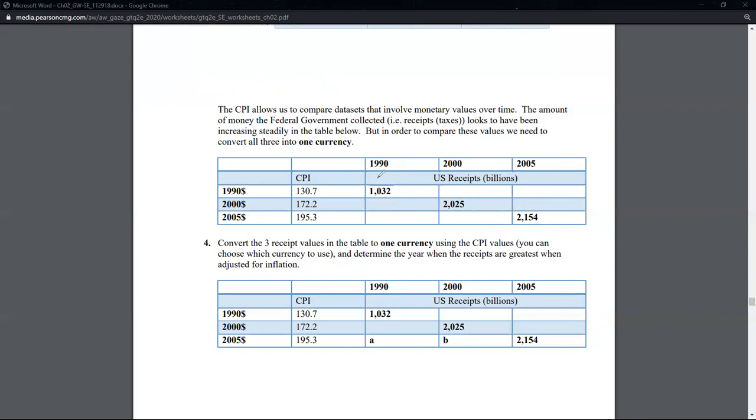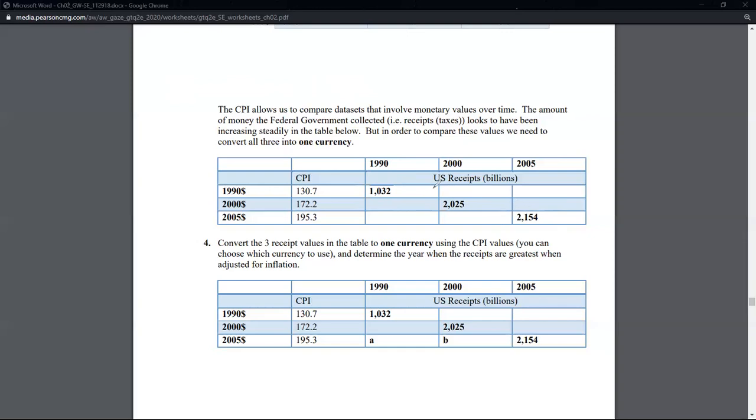So how can we tell when we were paying the most taxes, when the US receipts were the highest? Again, instinctively you'll say, oh, well, we paid the most taxes in 2005 because that's the biggest number. But that's not necessarily true in the grand scheme of things. You have to consider the fact that the value changes every year. So we need to turn these three values into currency all in the same year.